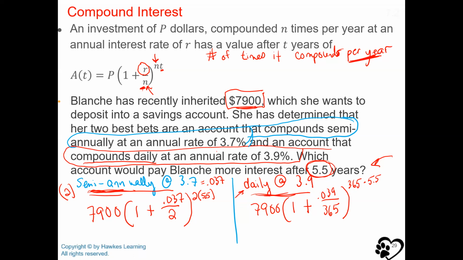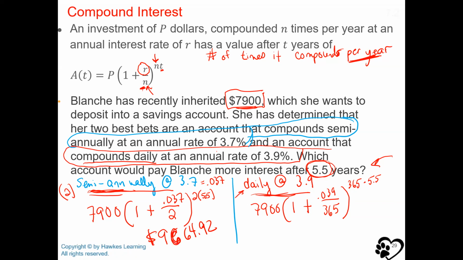7,900 times 1 plus, make a fraction, 0.037 over 2, end parentheses, raised to the 2 times 5.5. And it tells us we'll have $9,664.92 at the end of the 5.5 years.